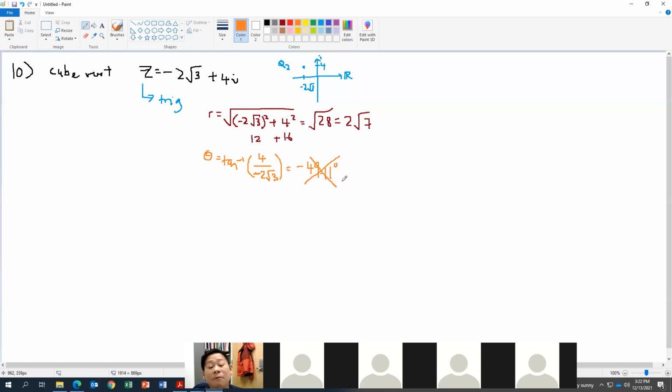Now, again, if you write this, it is wrong. Why is this wrong? I have to add 180, because this is in quadrant 4. So this is negative 49 degrees, but this fellow is in quadrant 2, so we have to add 180, not 360. Make sure you add 180, because if you want to go from quadrant 4 to quadrant 2, you add 180. So what is your angle in this case?